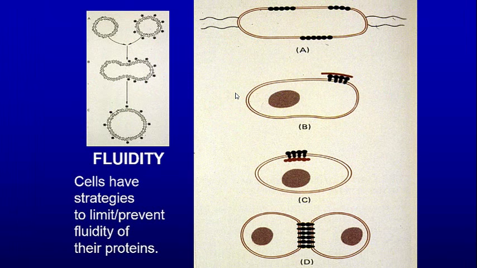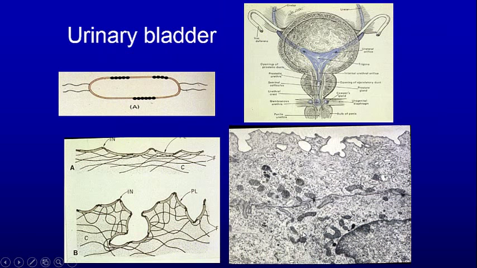Now, sometimes a cell doesn't like fluidity to be totally random, and so what it does is the proteins attach to one another. And sometimes the proteins on the outside attach to the proteins of the membrane. Sometimes they're on the inside, and sometimes there are junctions between adjacent ones, and that holds the membrane in check. Now, one of those examples, where the proteins go together, is a urinary bladder. Now, the urinary bladder, when it's full, the bladder extends. But the individual cell cannot extend because you can't stretch the membrane.